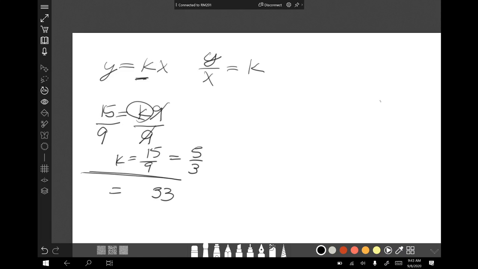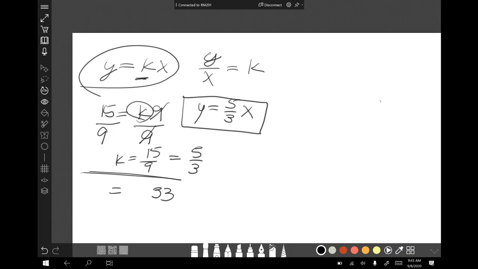All right, so now we just used the first case when we knew x and y to figure out what that constant of proportionality was, the thing that's always going to be what we now know to be 5/3. Well, now we have a new scenario. x is 33. Well, k will remain 5/3. So I'm going to rewrite this equation: y is equal to 5/3 x. That's my new equation, because I just found k.